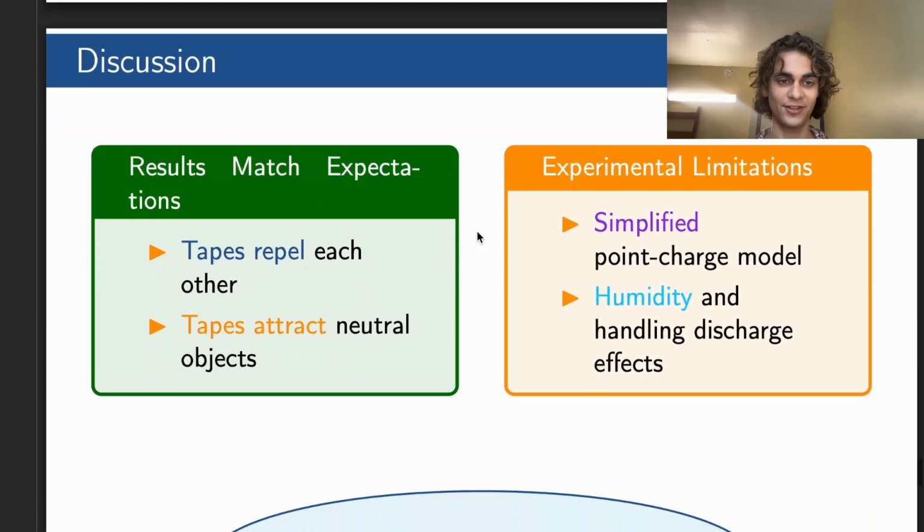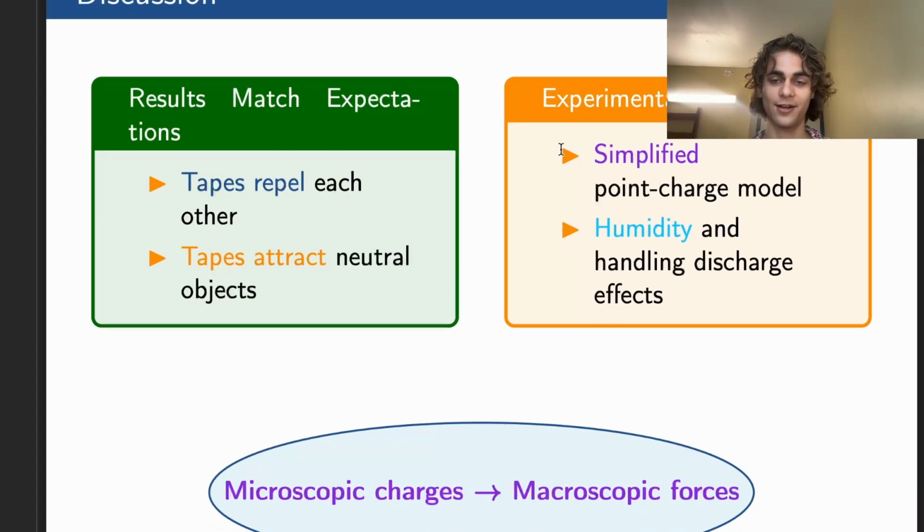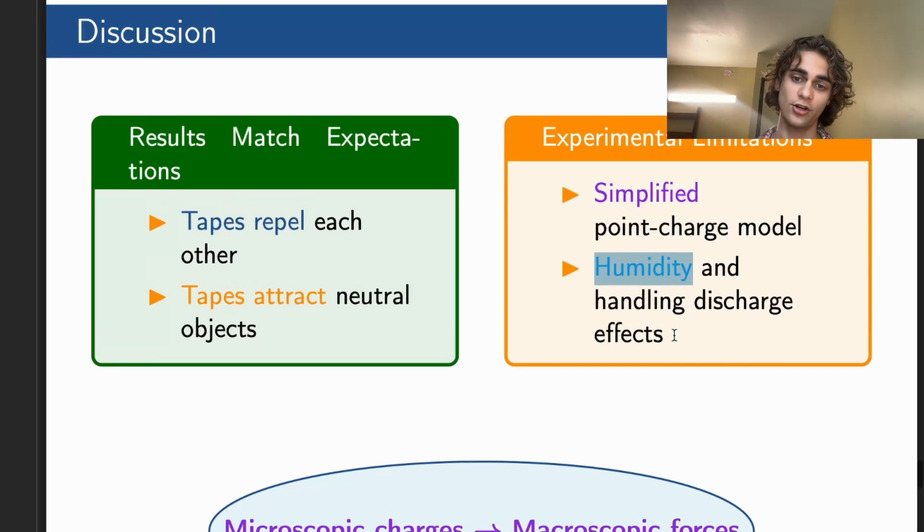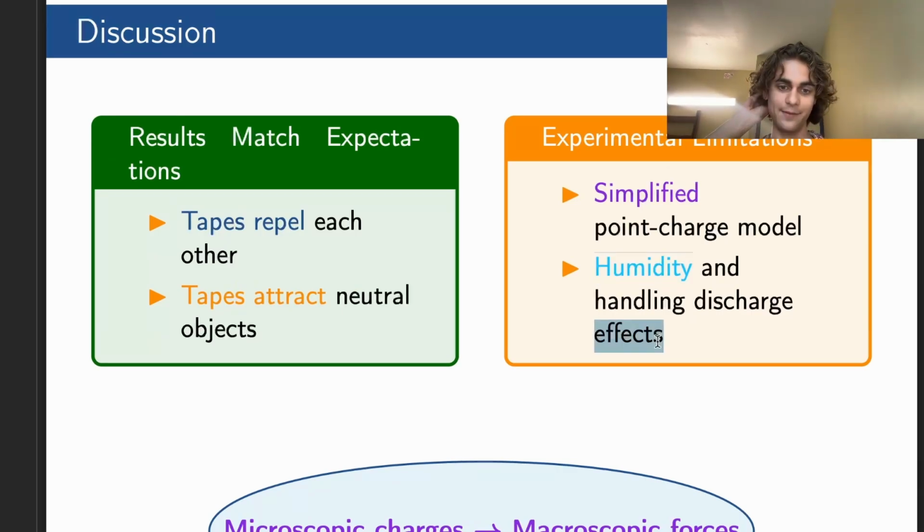Okay, so a little bit more discussion. Observing the tape taught us some things about the electrostatics of opposing charges and attracting charges. There were a couple limitations that we should talk about. We had assumptions that really drastically simplified our setup, like the point charge model, and we also ignored factors like humidity and maybe accidental discharges that affected the total charge of the tape.